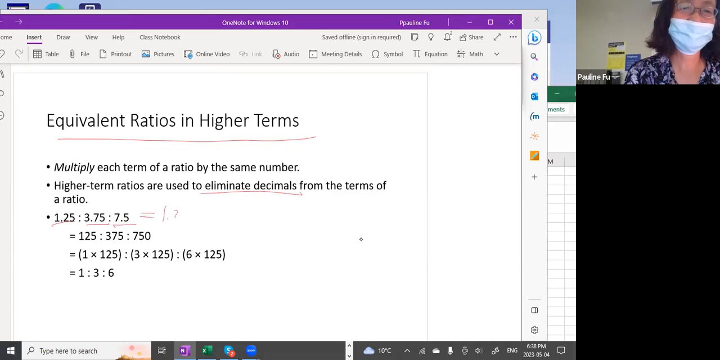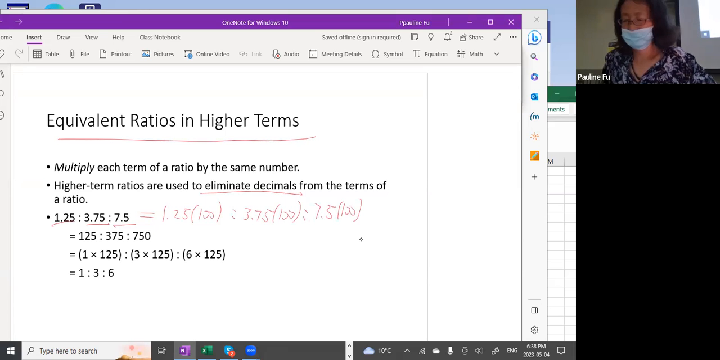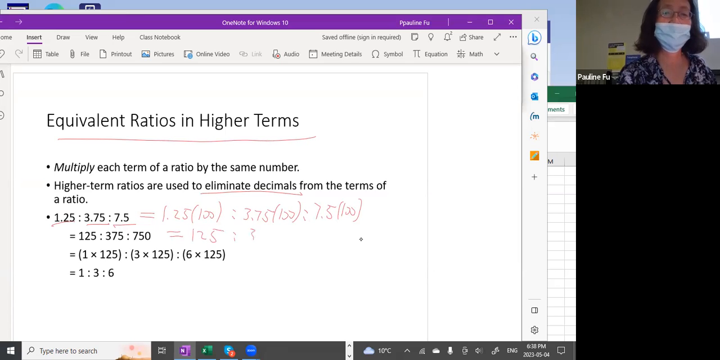So 1.25 multiplied by 100, 3.75 multiplied by 100, 7.5 multiplied by 100. And then 1.25 multiplied by 100 is 125, 375, and this one is 750.